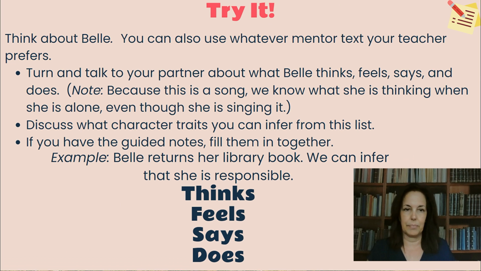So now you're going to try it. You're going to think now about Belle. You can also use whatever mentor text your teacher prefers. Turn and talk to your partner about what Belle thinks, feels, says, and does. Now note, because it's a song and we're in the world of musical theater here, we know what she is thinking when she is alone, even though she is singing it. So you want to look at those parts where she's alone and singing, and that lets us know what she is thinking. Okay? Then you're going to discuss what character traits you can infer from this list. If you have guided notes, you'll fill them in together.